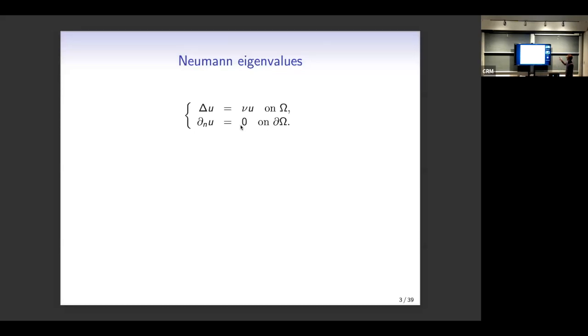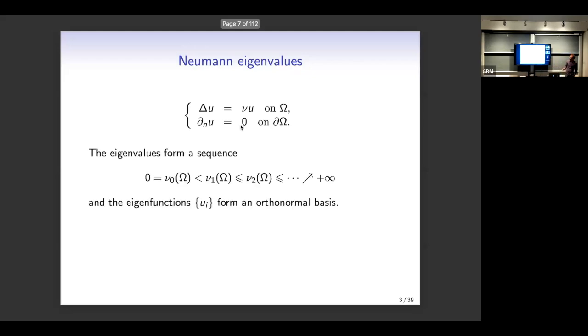If your omega is nice enough, smooth enough, for example Lipschitz, then this problem has a discrete spectrum. What it means is that the values of mu for which there is a non-zero solution form a sequence like this. There is obviously a constant function, which corresponds to mu equals zero, and I call it mu zero because it's always there. The first interesting one is mu one. The eigenfunctions form an orthonormal basis and the eigenvalues tend to infinity. In general, this is very similar to the usual self-adjoint operators in linear algebra. The only difference is that there are infinitely many of them, and the same usual properties of eigenvectors still apply.